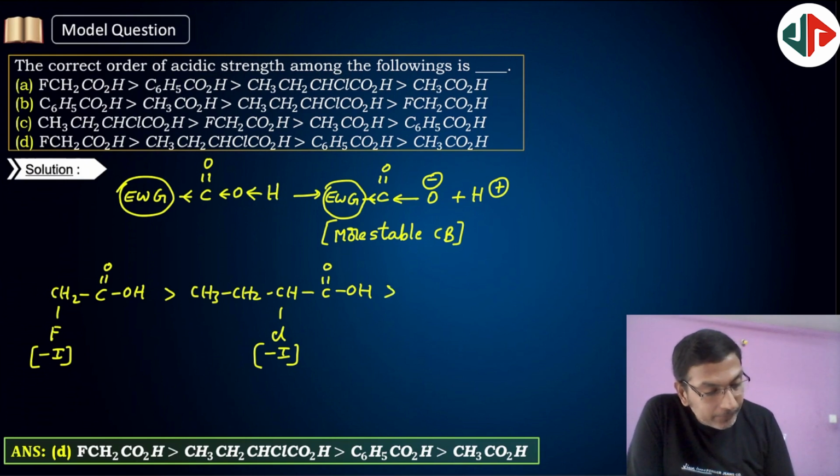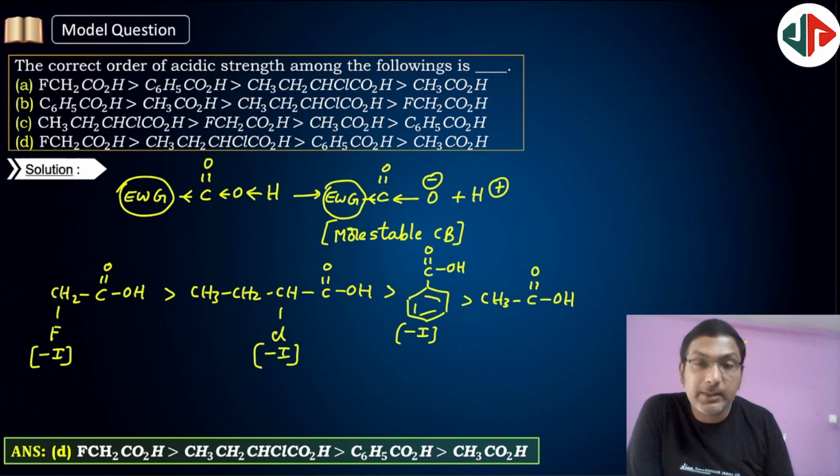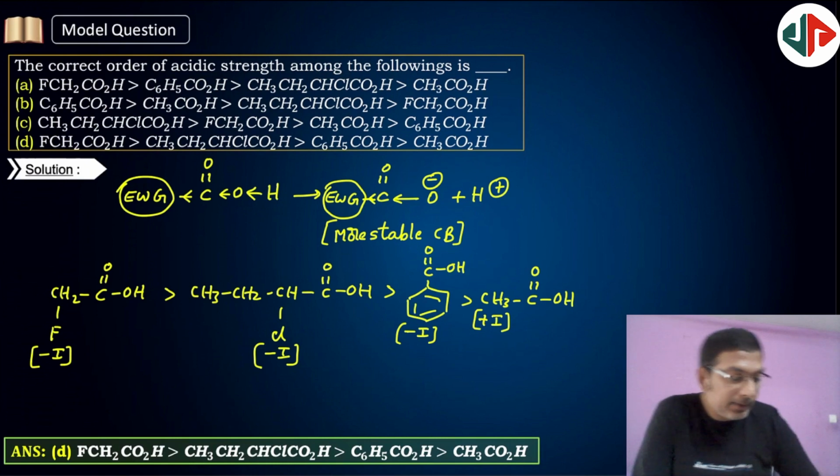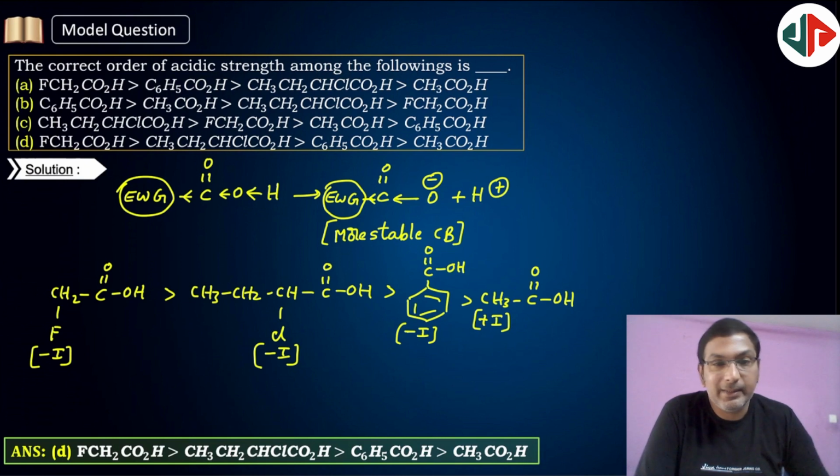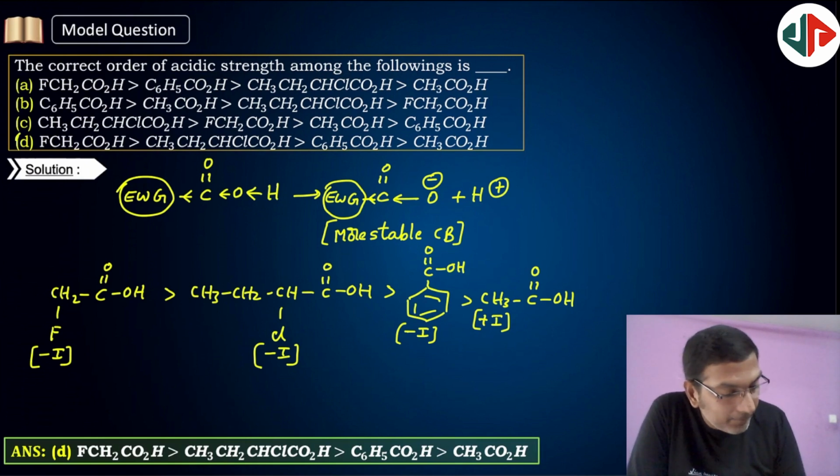After that, benzoic acid. This will also be a minus I group, the phenyl group. After that, CH3COOH. CH3 is an electron donating group, which is plus I. So the minus I effect is maximum for fluorine, therefore most acidic. After that Cl, after that phenyl. At last the plus I group. When COOH is attached to a plus I group, which is a donating group, that will be least acidic. Therefore option D.